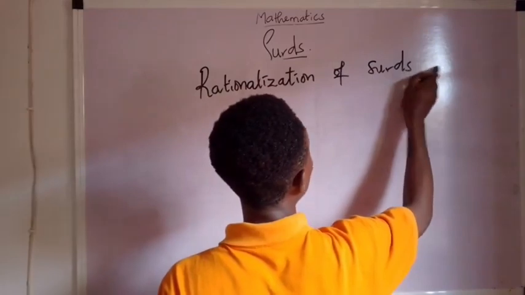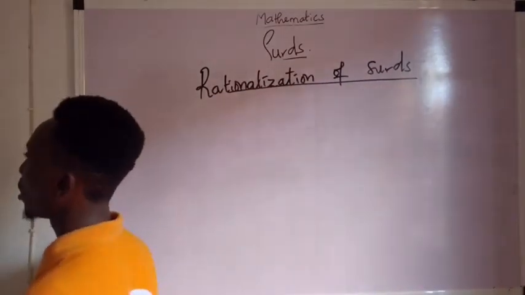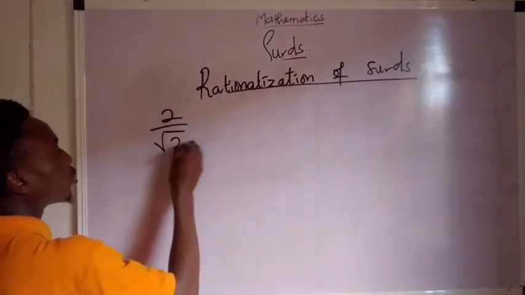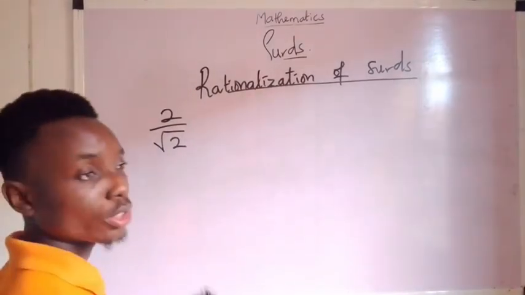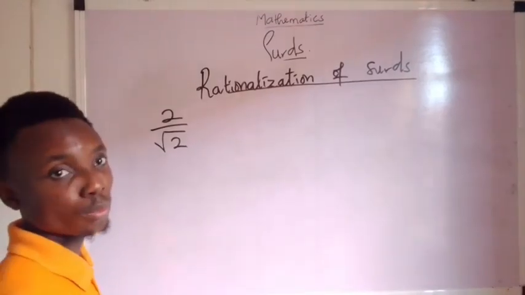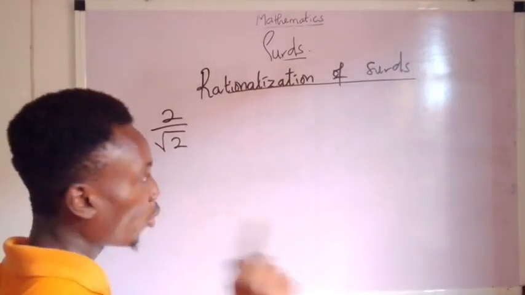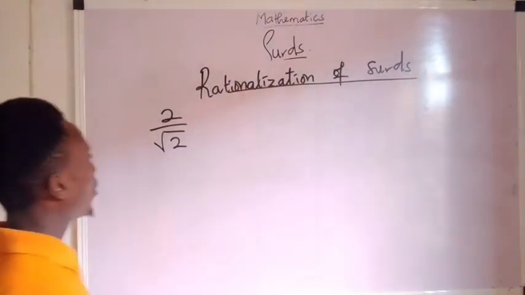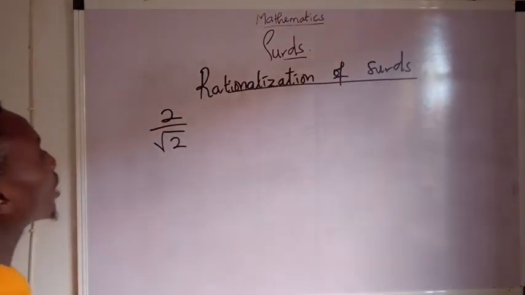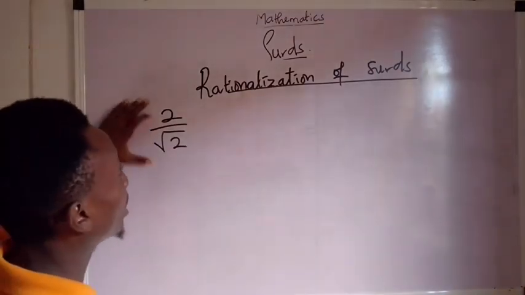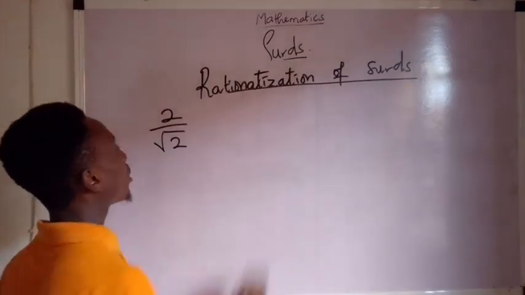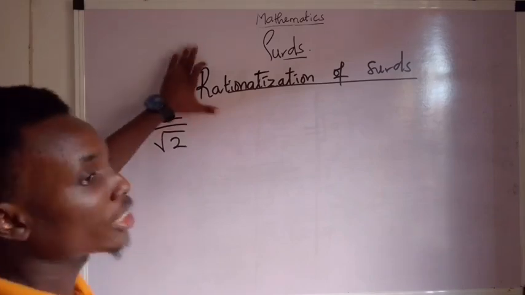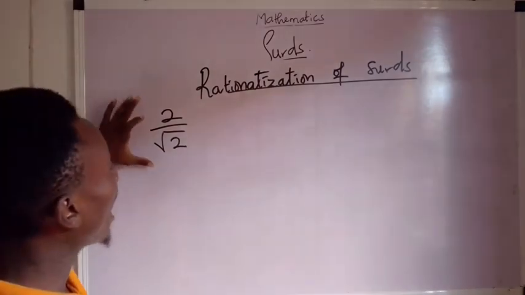Rationalization of surds. Okay. Now, when you have a value like this, 2 over root 2. Actually, root 2 is also a surd because the square root of 2 gives us an irrational number. Make sure you watch that video that describes the types of numbers. Okay, now we are not supposed to have a final answer like this in surds. So when you are solving surd questions and you end up getting answers like this, you do what you call rationalization of surds. You rationalize your surds.